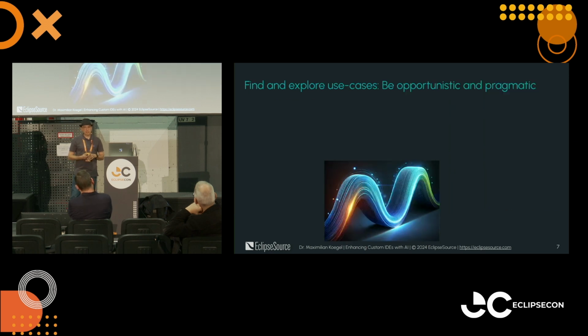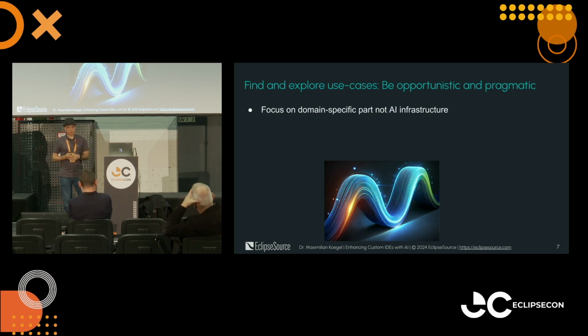So digging deeper, how do you find and explore use cases? Generally, I would be very opportunistic about that and very pragmatic. What we do is we focus on the domain-specific part, not the AI infrastructure, because that's also something I've seen often. First of all, an AI team is created, and then what does it do? It trains an LLM. It fine-tunes an LLM for some use case that might potentially work after 7 months of training. But in 7 months, that's 7 years of tech development, everything has changed.